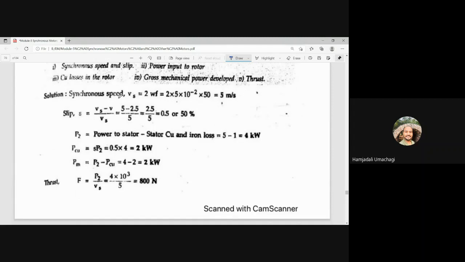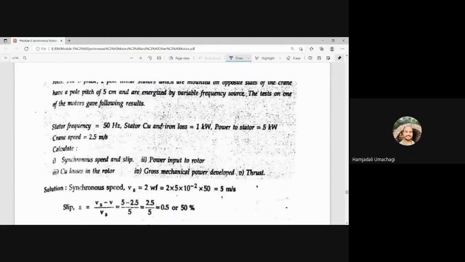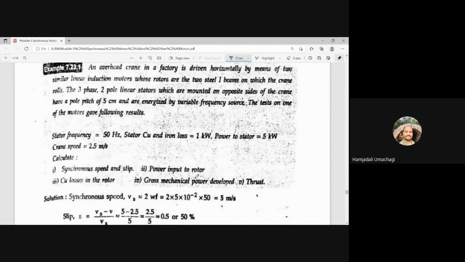Synchronous speed in the case of a linear induction motor is given by the formula Vs equal to 2Wf, where W indicates the width of one pole pitch and f is the frequency. Here the width of one pole pitch is 5 centimeters. So 2 into 5 into 10 raised to minus 2, and frequency is 50. So synchronous speed is 5 meter per second.